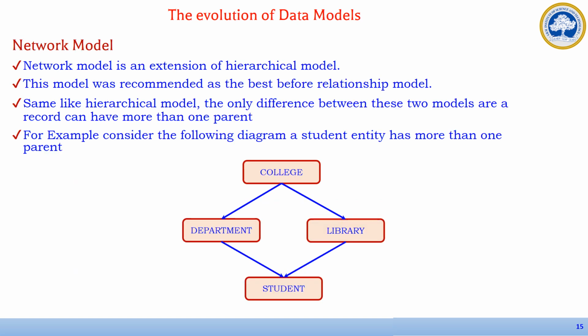The network model is an extension of the hierarchical model. This model was recommended as the best before the relational model. It is the same as the hierarchical model; the only difference is that a record can have more than one parent. For example, consider the following diagram. A student entity has more than one parent: college, department, library, student. Department and library are two entities, and the student has more than one parent. So this is a network model.